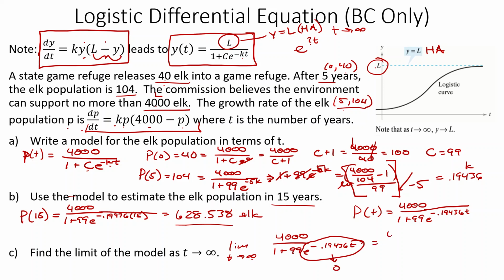So we end up getting 4,000 over 1 plus 99 times 0, which is just 4,000, which we knew before was our horizontal asymptote. So we do get y equals 4,000, maybe not y equals, in this case, P equals 4,000 is our horizontal asymptote. In this case, it is 4,000 elk. All right. Told you this was going to be a long one.